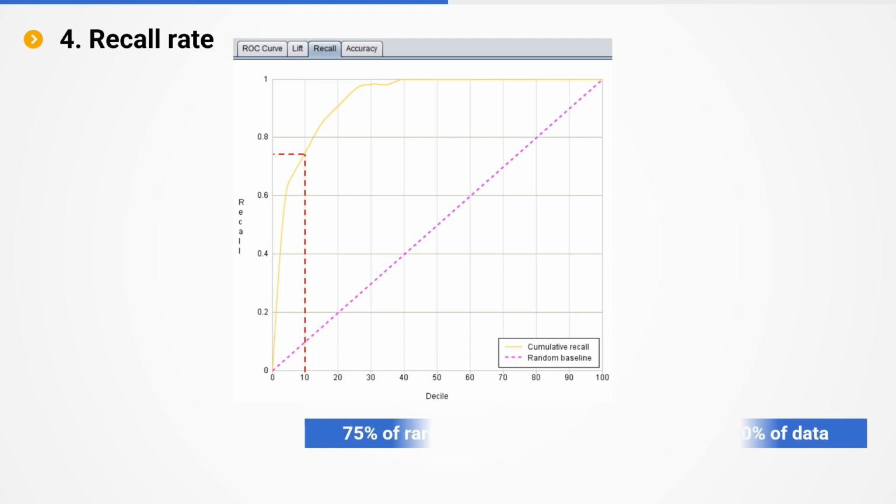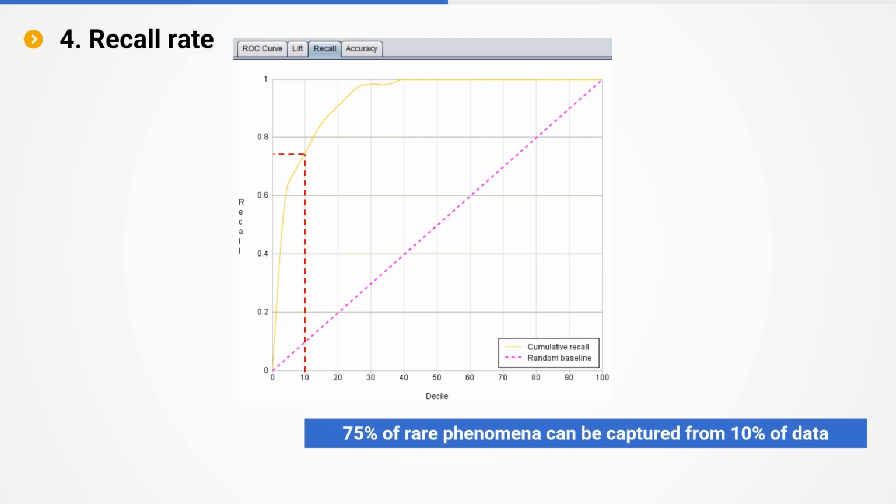In other words, compared with screening all the samples, 75% of rare and abnormal cases can be found with 10% of the workload. The closer the recall curve is to the upper left corner, the stronger the ability of the model to capture rare phenomena such as default, fraud, defective products, abnormal equipment.